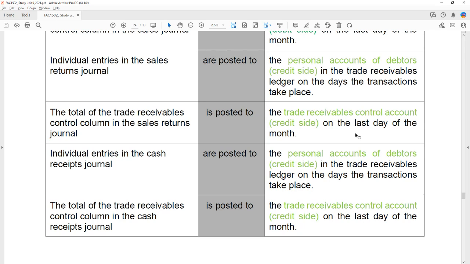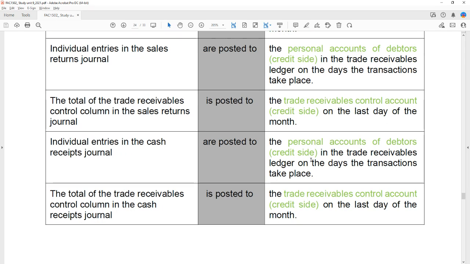And then at the end of the month, the total of the trade receivables control column in the cash receipts journal is posted to the trade receivables control account on the last day of the month. So there again, when you have totaled your cash receipts journal for this example, you are going to record that on the credit side of your trade receivables control account for the month.